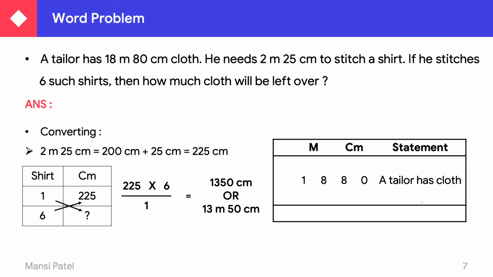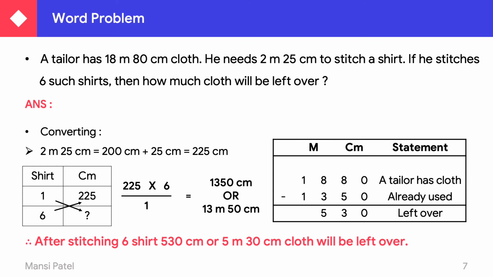A tailor has a cloth, which means the total measurement of that cloth. From this he used 13 meter and 50 centimeter. So what is the remaining cloth? 5 meter and 30 centimeter. That is the leftover. So after stitching 6 shirts, 530 centimeter, or we can say 5 meter and 30 centimeter of cloth will be left over.